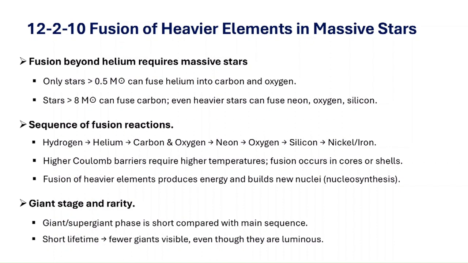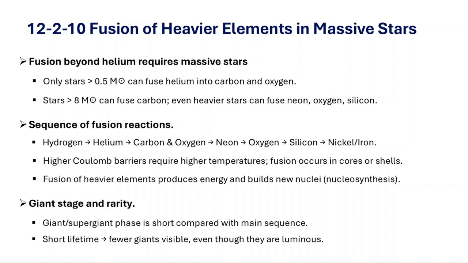And the fate of the star depends on its mass. So by the time a massive star has fused elements all the way up to iron, it has transformed its interior into a layered structure of different elements and is nearing the end of its life. And that brings us to the end of section 2, post-main sequence evolution.